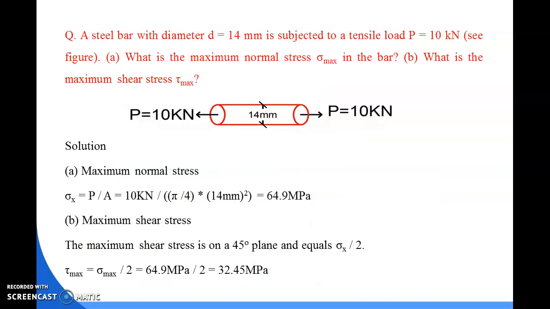Here is a problem regarding principal plane and principal stress system. The question is: a steel bar with diameter D equal to 14 mm is subjected to a tensile load of 10 kN, as you can see in the figure, and you have to determine the maximum normal stress and the maximum shear stress. We will calculate this problem in the next class.